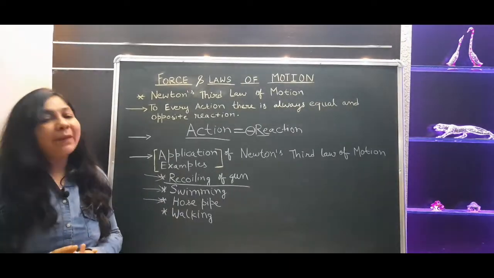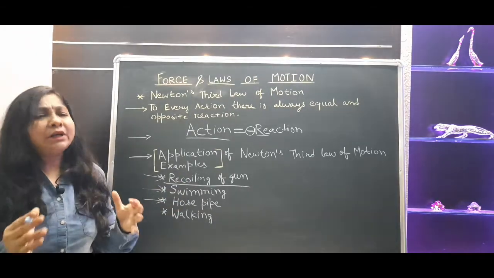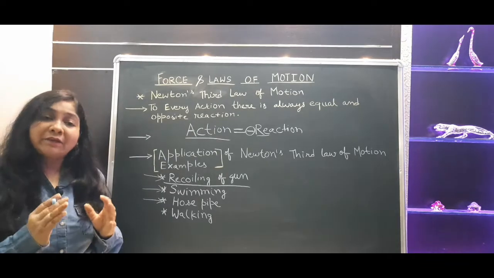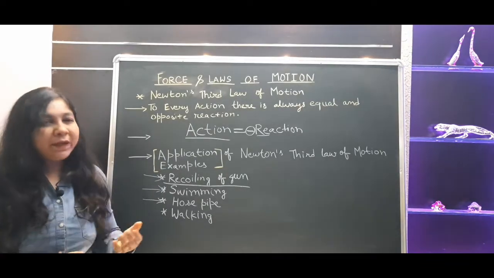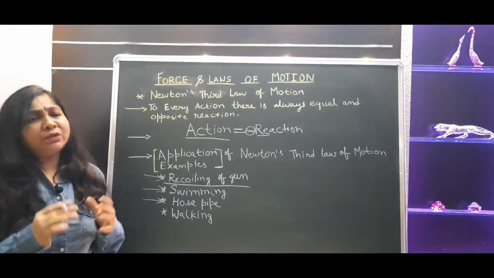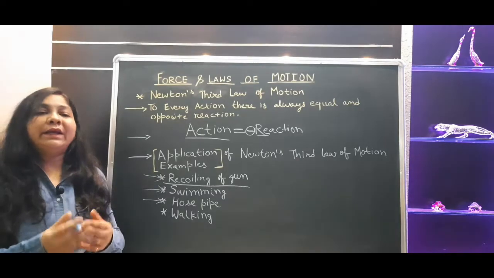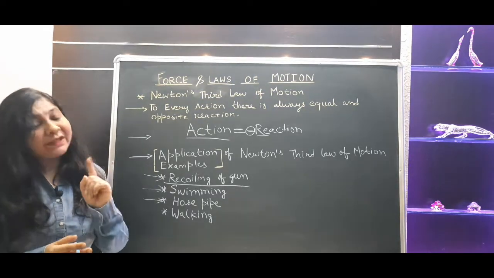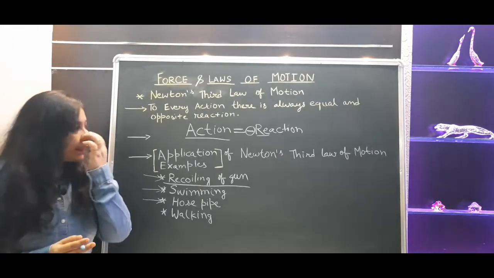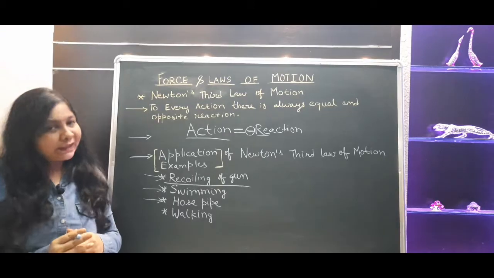Now the last example is walking. I have written only four examples, but there are definitely lots of examples in which you can explain Newton's third law of motion, while you are walking, swimming, or running. In all these cases, what happens? We perform some action, and accordingly a reaction also occurs, and that reaction is opposite in direction to the action. It is very important here that the directions of action and reaction are opposite to each other.